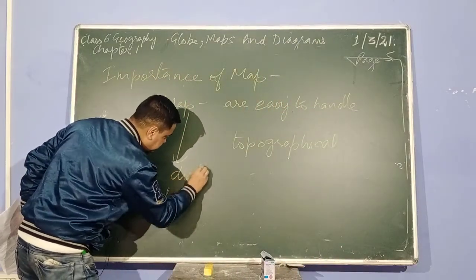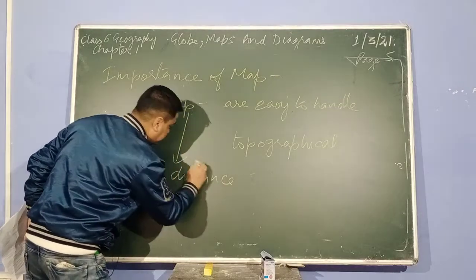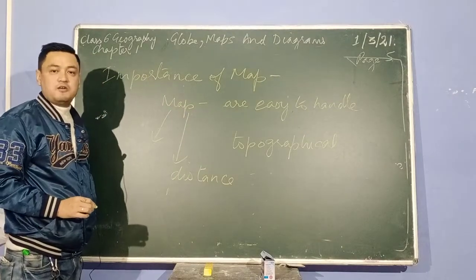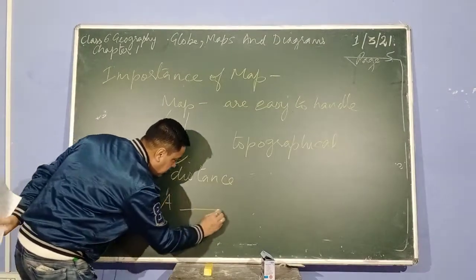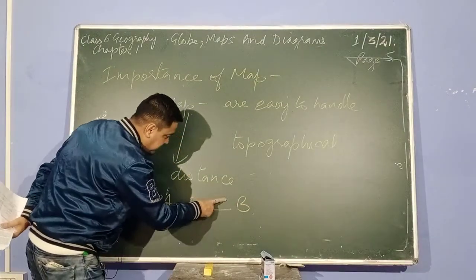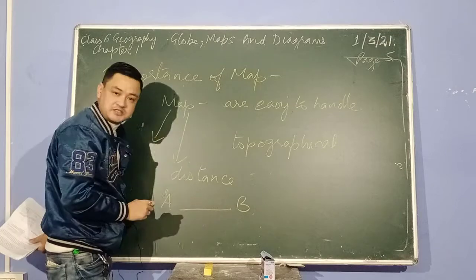The first one is distance. What is the distance between the 2 points? So let's take, for example, A is here and B is here. The space between the 2 points is known as distance.